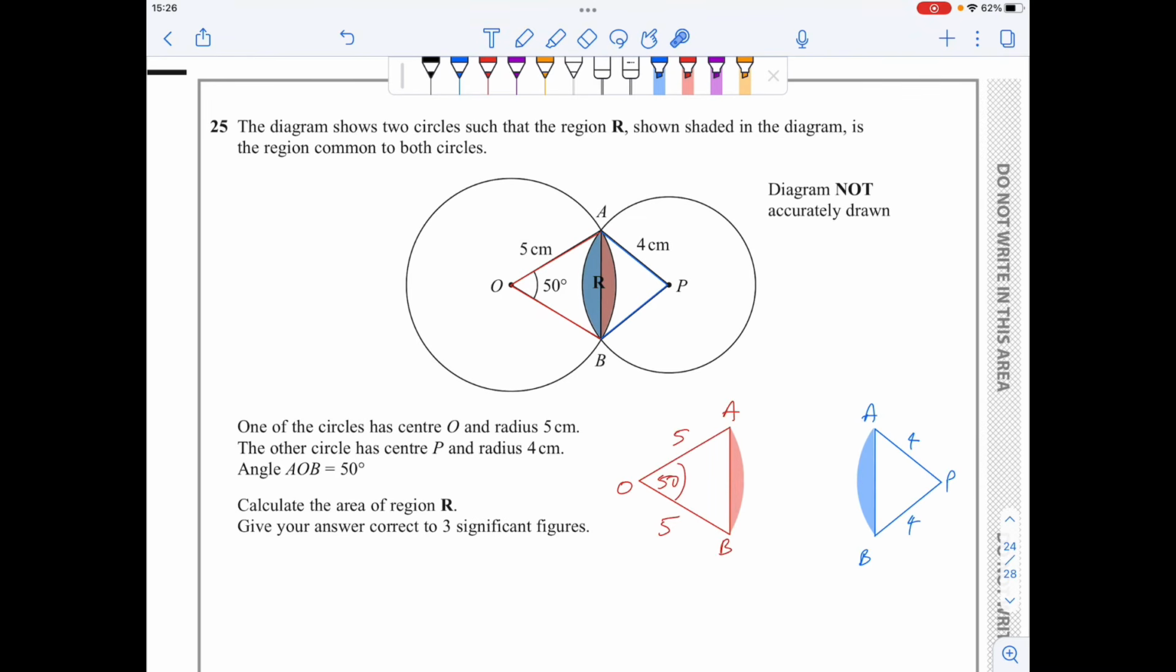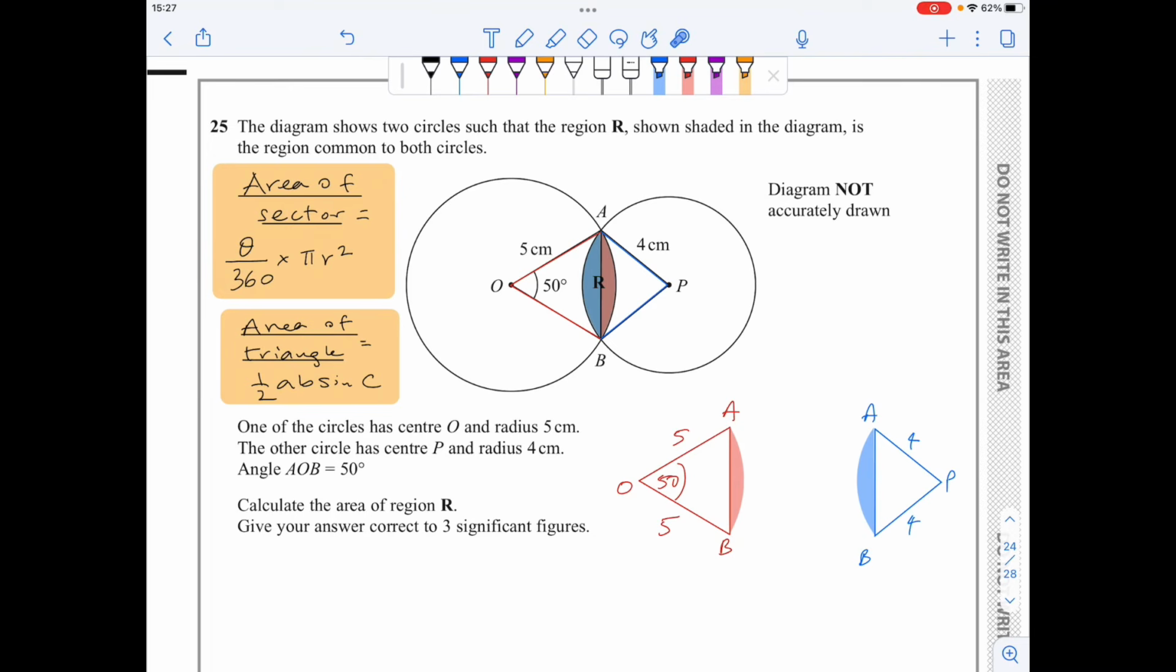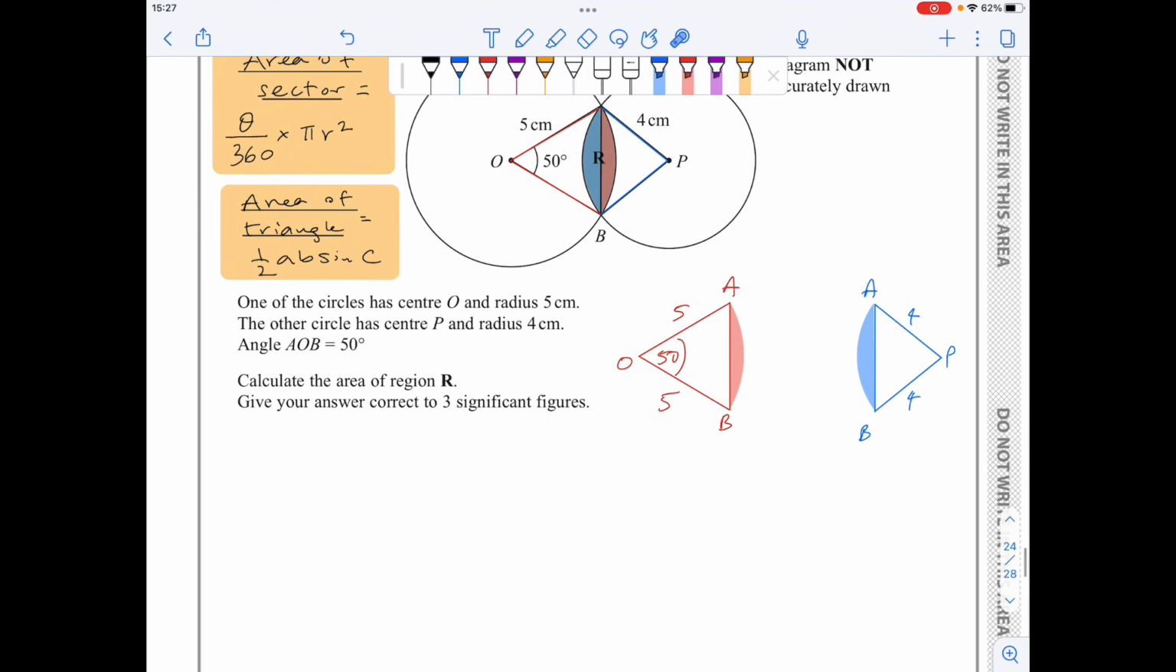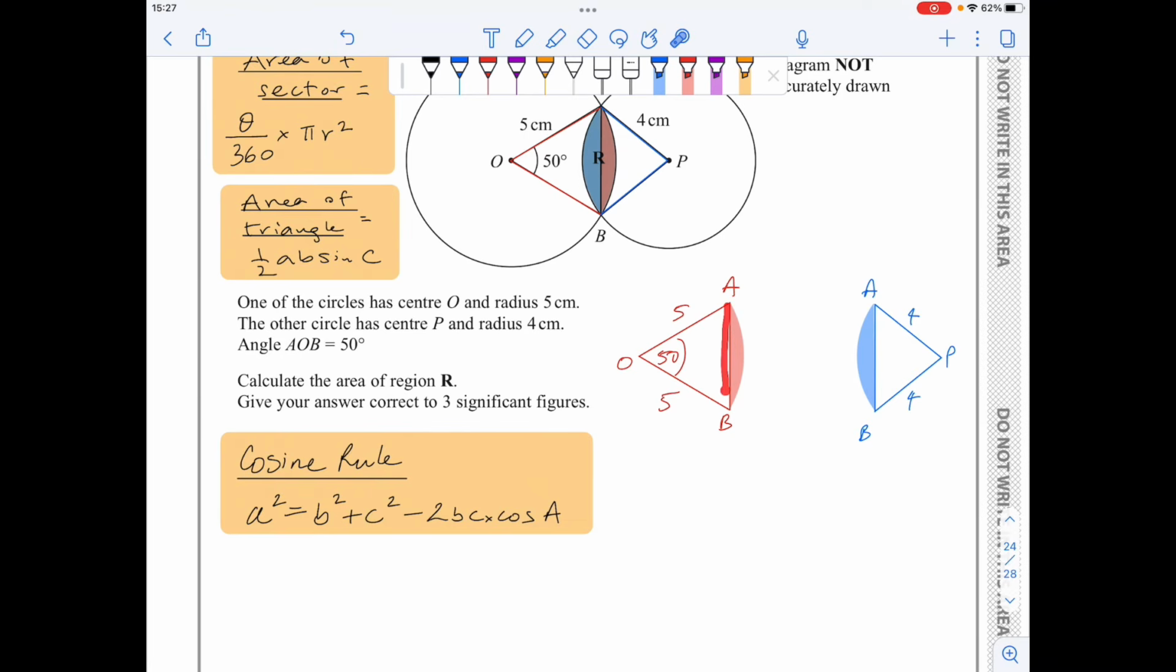Now to find the area of each segment, I'll find the area of the sector and subtract the area of the triangle. These are the formulae I will use. Now for the red shape, I have all the necessary information to find the area of the segment, but for the blue one, I am missing the angle. So in order to find the angle, I'll use the cosine rule, which is the following, to find A and B for the red shape, and then this corresponds to A and B on the blue one, since these are the same.